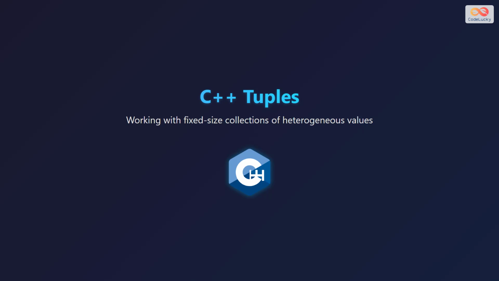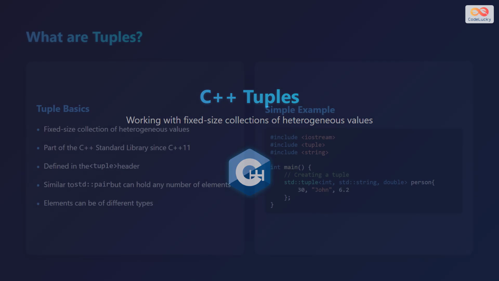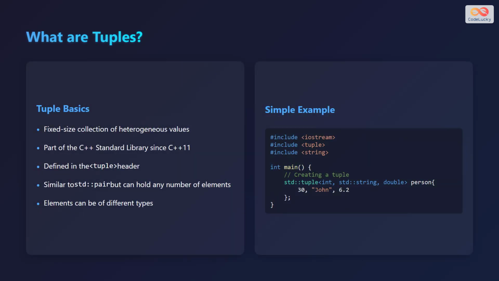In this video, we will explore C++ tuples and how they allow us to work with fixed-size collections of heterogeneous values. C++ tuples are a powerful feature for grouping together different data types into a single variable. Tuples are fixed-size collections of heterogeneous values. They have been a part of the C++ standard library since C++11.